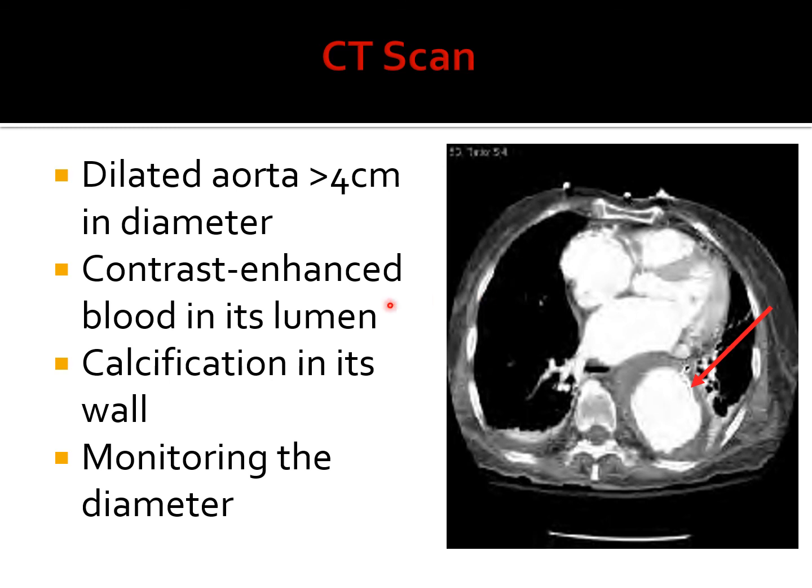In a CT scan, the dilated aorta is usually more than 4 centimeters in diameter, with contrast-enhanced blood in its lumen and calcification in its wall. It is very important in subsequent CT scans to monitor the increase of the diameter of the aortic dilatation. You can see here the normal lumen containing the contrast media, and this is part of the dilated aorta, but this is also a thrombus secondary to the dissection or the aortic aneurysm.